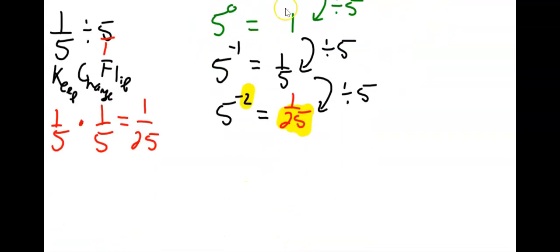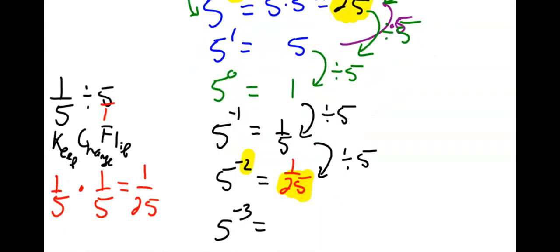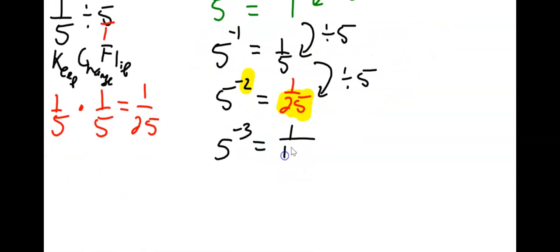If you do 5 to the negative 3, well, again, we could divide it by 5, but the only difference between the positive and negative exponents is, again, instead of being 125, that just would be 1/125.